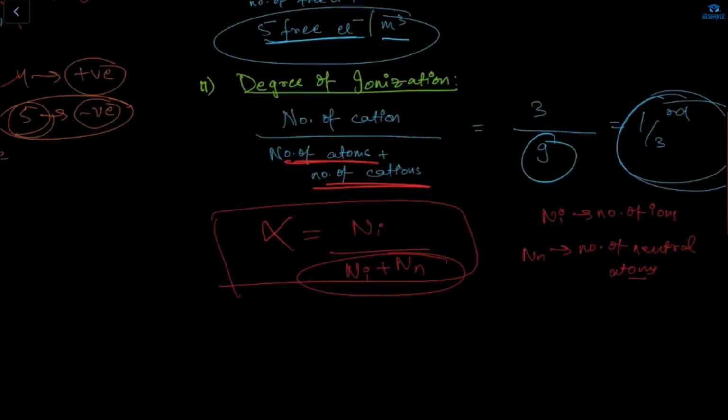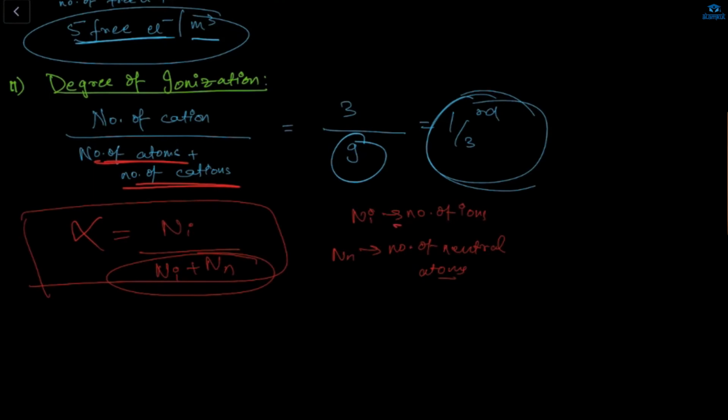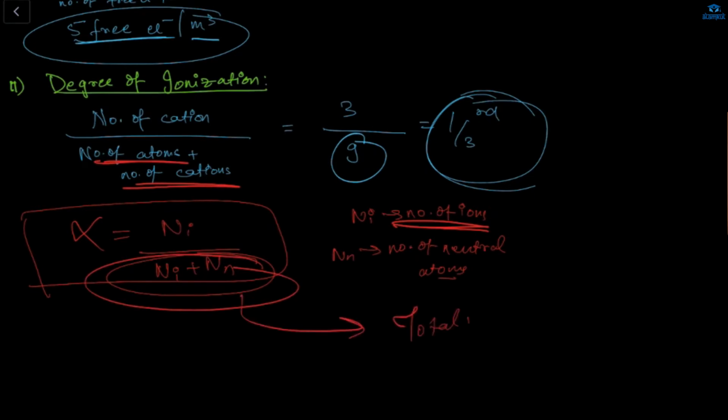Ni upon Ni plus Nn. Ni means number of ions and Nn means number of neutral atoms. And this thing is what? The total number of atoms before ionization. This is the simple formula. Okay.